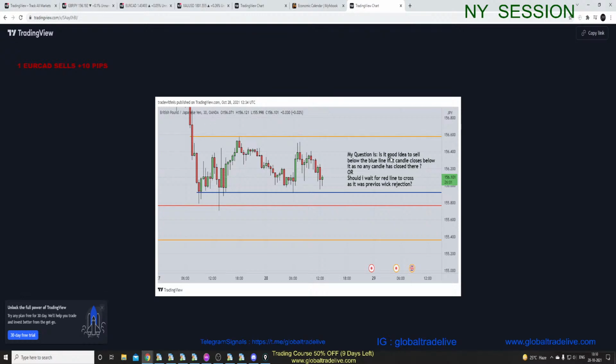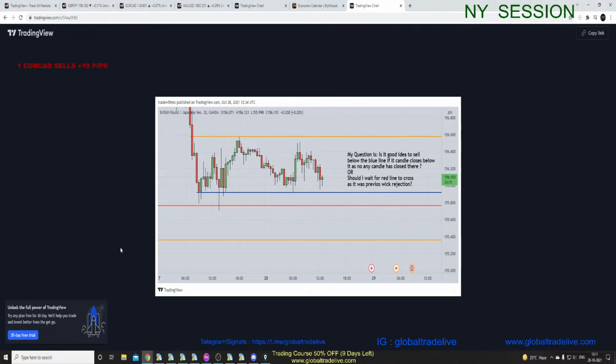So this is GBP JPY 30 minutes. My question is, is it a good idea to sell below the blue line if a candle closes below it, or, as no candle has closed there, should I wait for the red line to cross, as it was the previous week's rejection?